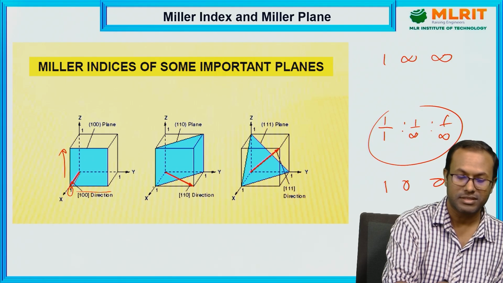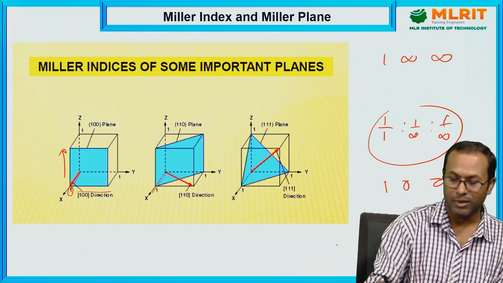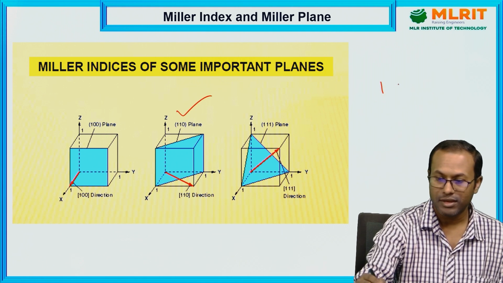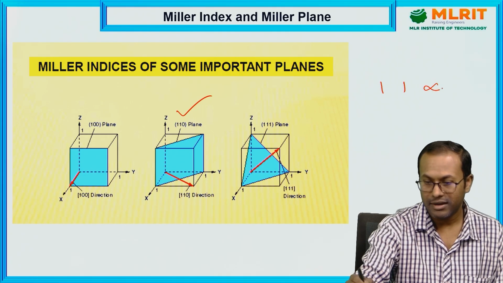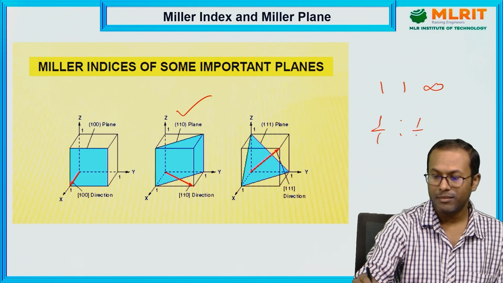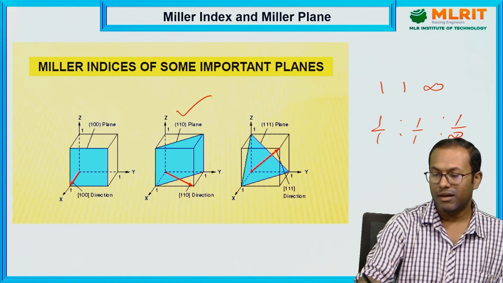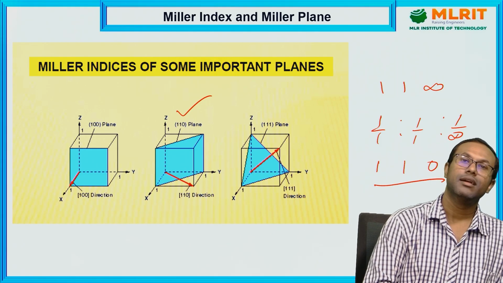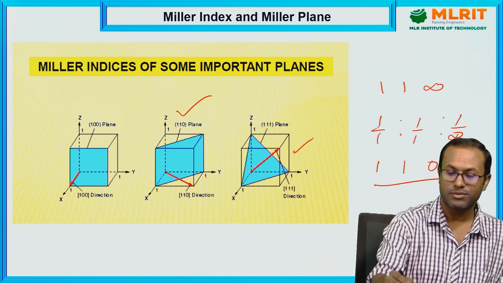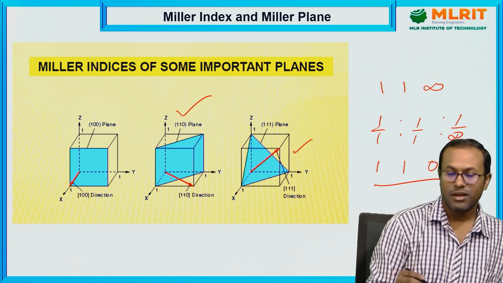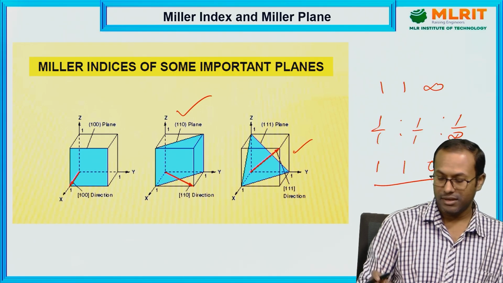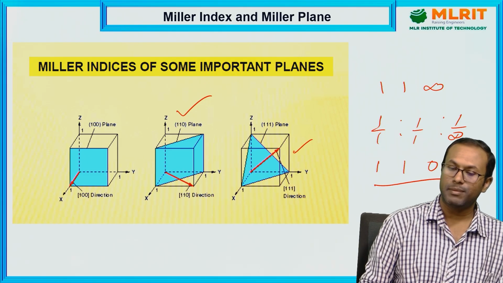Similarly for this plane, look at this shaded one. For figure 2, it intercepts the x-axis at 1, the y-axis also at 1, and the z-axis intercept is at infinity. Now take the reciprocals: 1 by 1, 1 by 1 and 1 by infinity. So the Miller index will come 1, 1, 0, right? So this is the Miller plane. This case is easy compared to the other two. When the plane does not intercept any axis, we can consider the intercept to be infinity. Based on that we can determine the Miller planes and Miller indices.